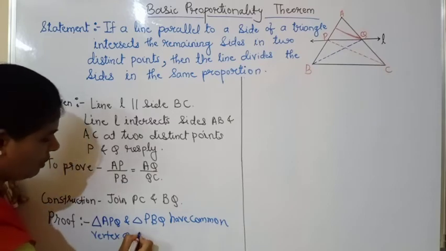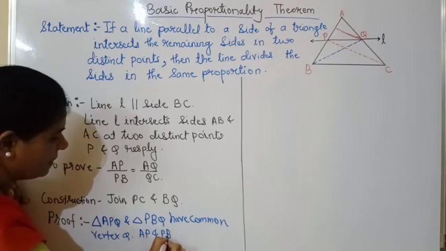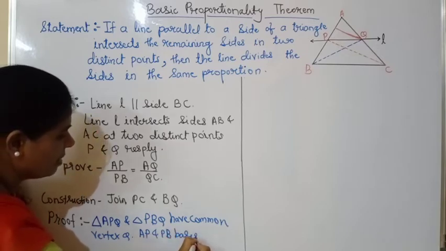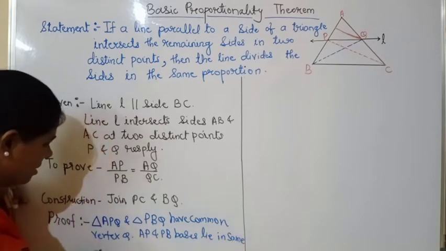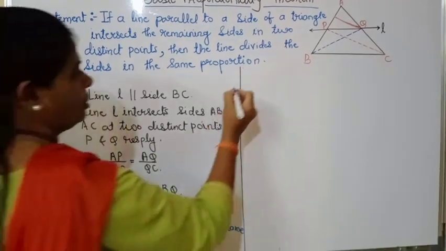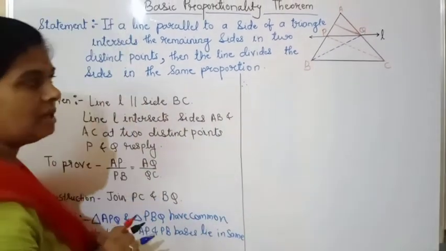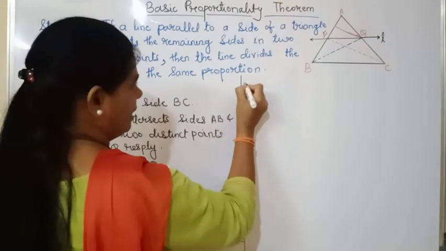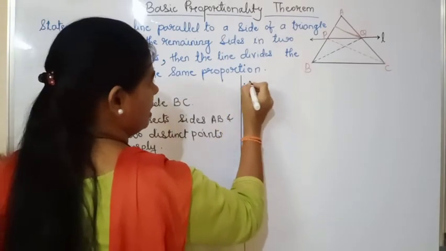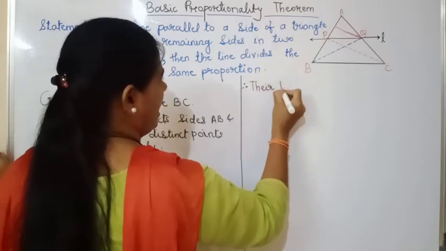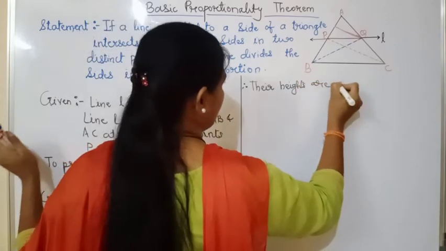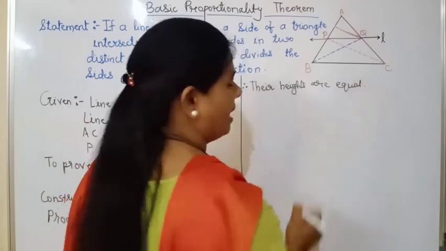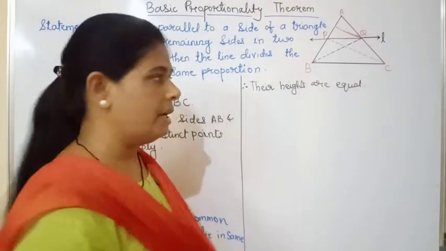Okay, and also what we are able to see is that the bases AP and PB lie in the same line. Therefore, as they lie in the same line, they have the common vertex Q. Due to this, we are able to see that their heights are equal.